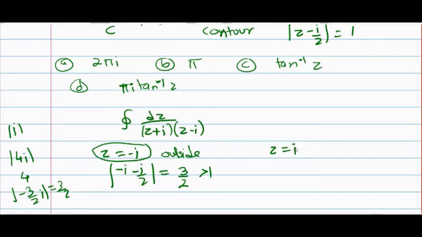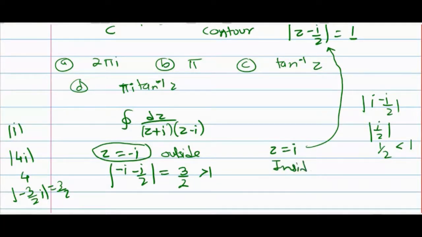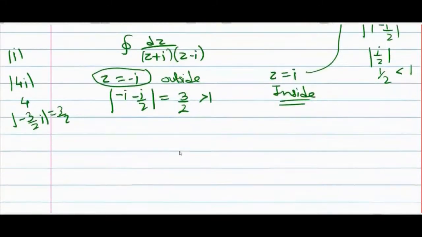Then you put Z equal to I in the given equation. Substitute in this: I minus I by 2, that means I by 2. Magnitude of I by 2 is nothing but 1 by 2. It is less than the radius. The radius given is 1. 1 by 2 is smaller than 1. So this point is inside. This point is inside and this point is outside. So our f of z will be, for the one which is outside, 1 upon z plus I.